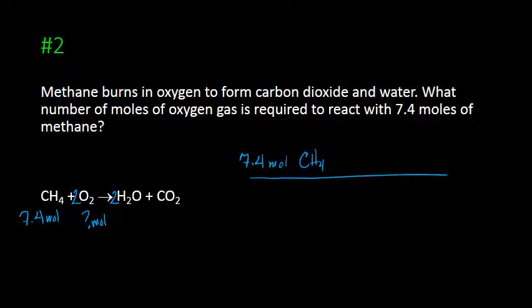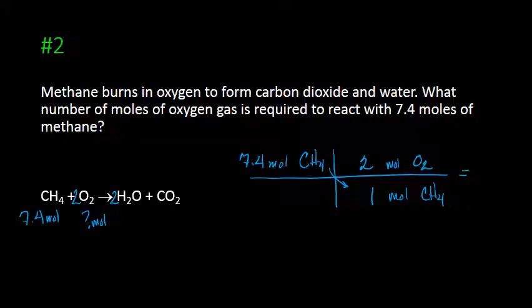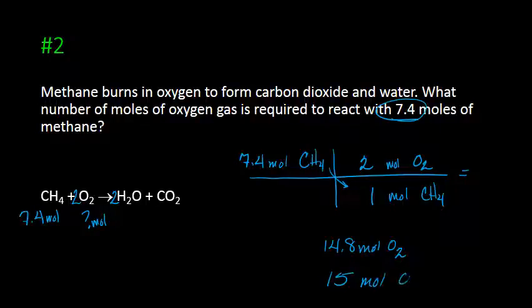I'm going to draw the handy little line thing. Remember, if moles of methane's here, moles of methane, don't drop the substance, goes down there. Then moles of oxygen goes up there. Put in your coefficients, so 1 mole of methane for every 2 moles of oxygen. Now you're ready to calculate. Oh, by the way, for an extra credit point, tell me what kind of chemical reaction this one is. So we end up with 14.8 moles of O2. Are our sig figs correct? Well, here we have 2 sig figs, so our final answer should be 15 moles of O2.